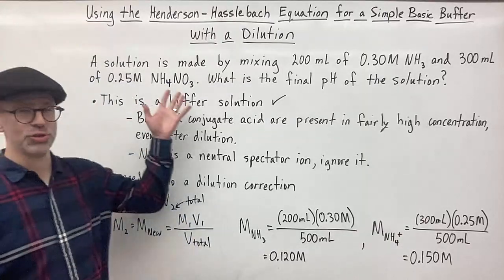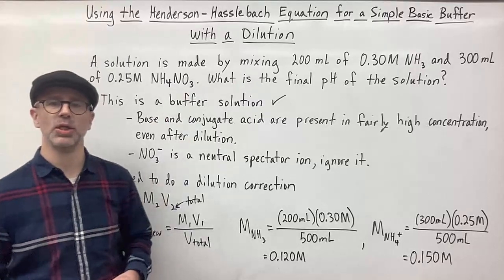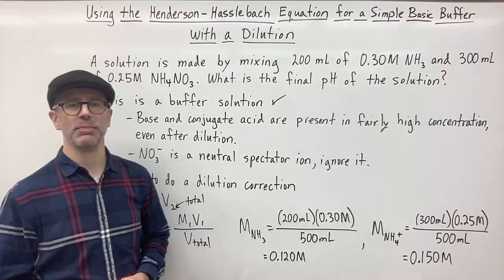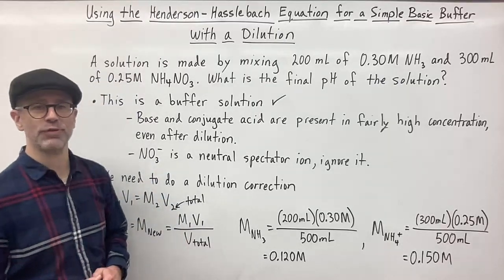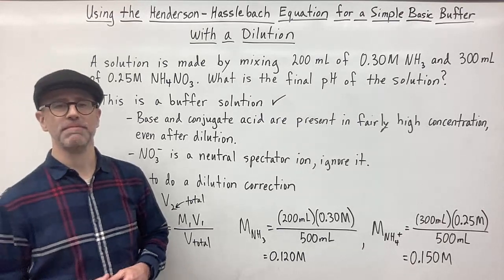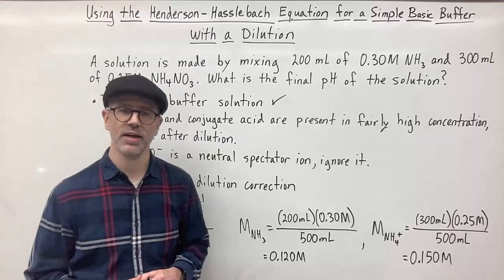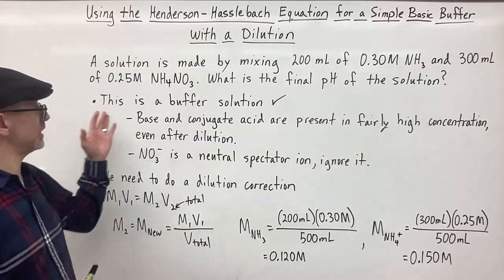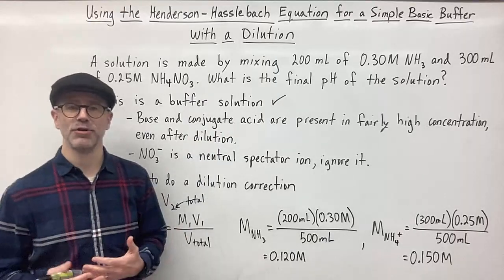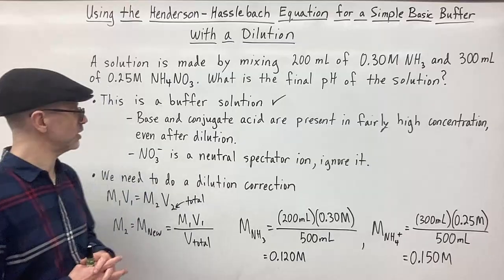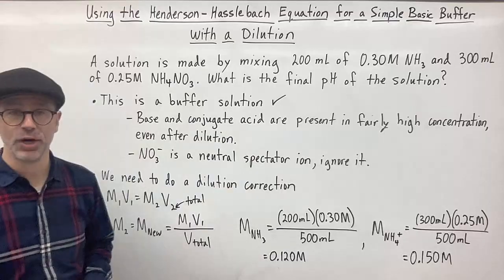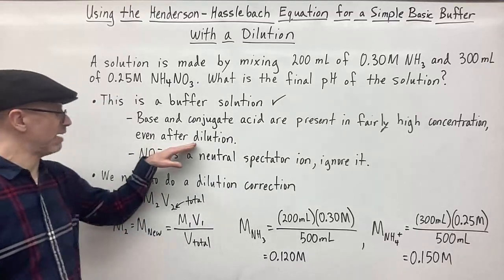We have a solution made by mixing 200 milliliters of 0.30 molar ammonia and 300 milliliters of 0.25 molar ammonium nitrate. What is the final pH of the solution? A couple of things we need to notice here is that this is a buffer solution, so check, that's one of the criteria we need if we're going to use the Henderson-Hasselbalch equation. So the base and the conjugate acid are present in fairly high concentrations even after dilution.